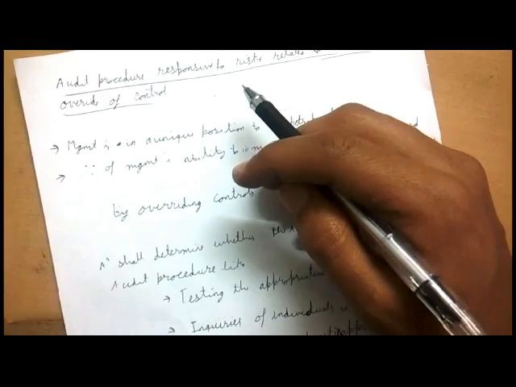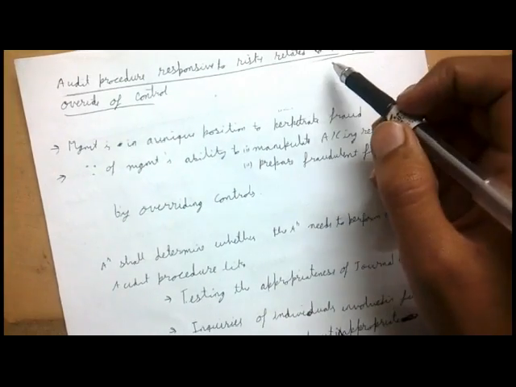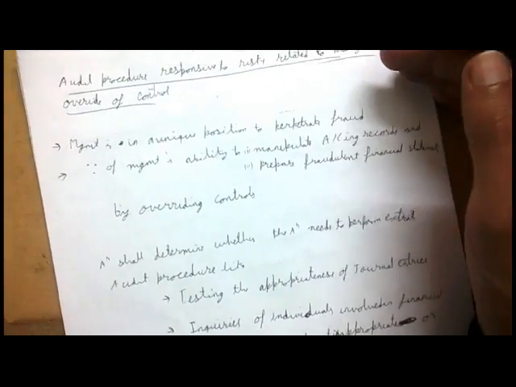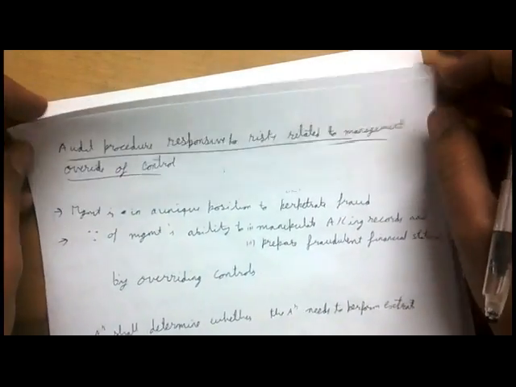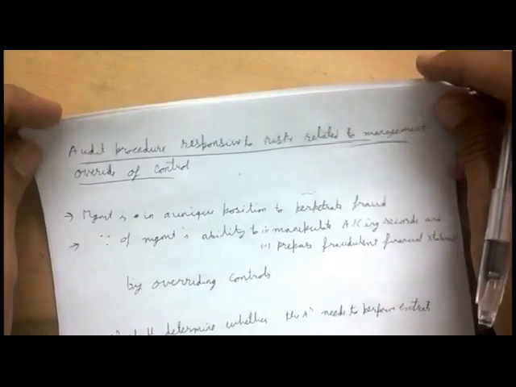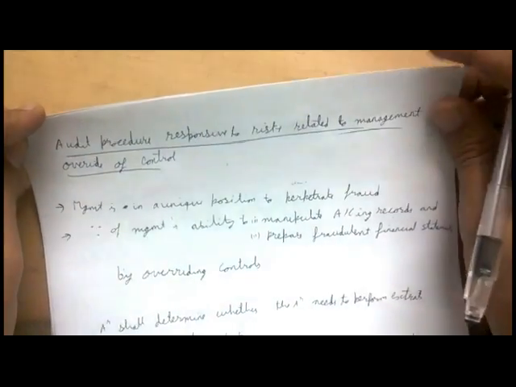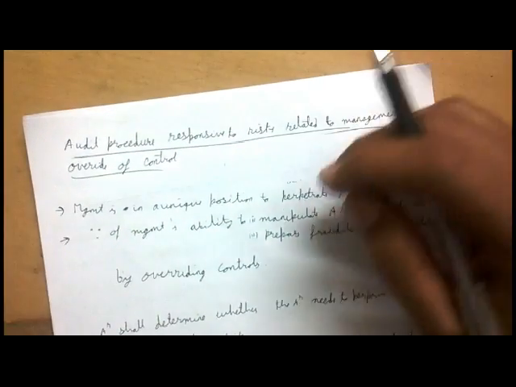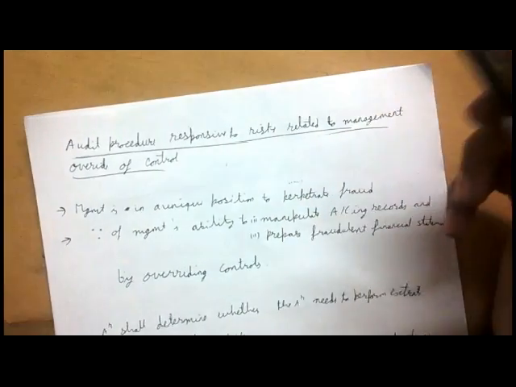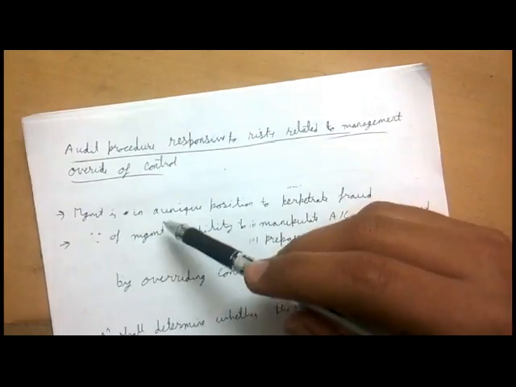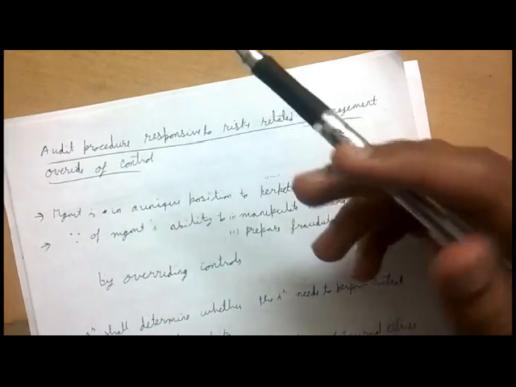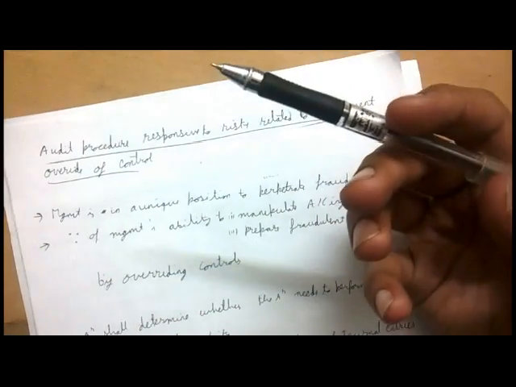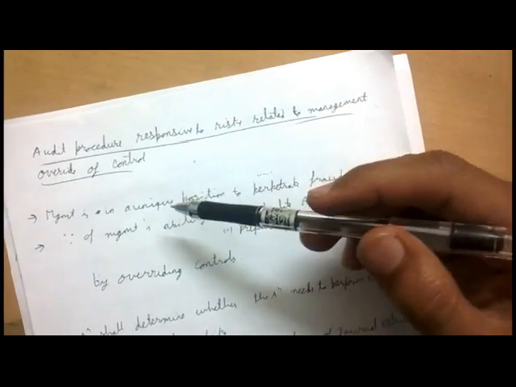Now we have audit procedures responsive to risks related to management override of controls. What is happening is that the management itself made some controls, and now it is not following those controls. It is overriding those controls, that is, it is breaking those controls. Now what does the auditor have to do? The management, first of all, is in a unique position. It has the power to break the rules. Maybe not the legal power, but it has the capacity to break those controls.